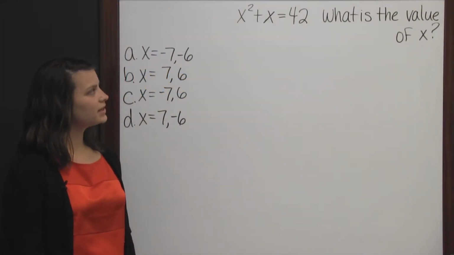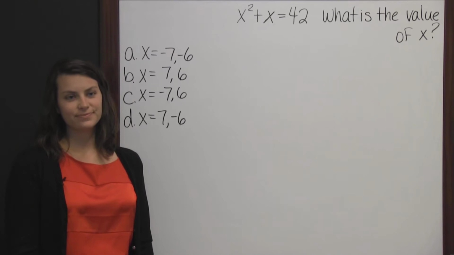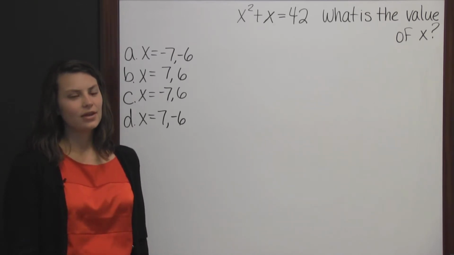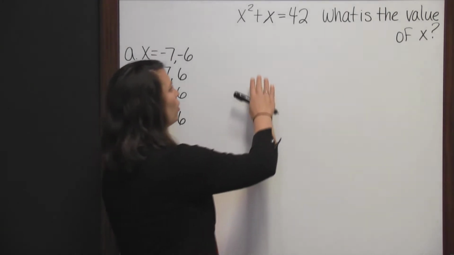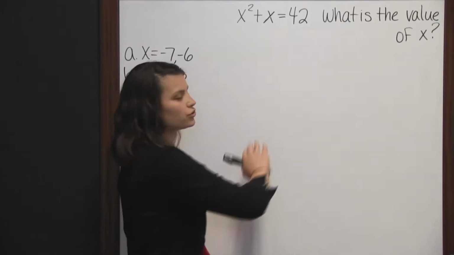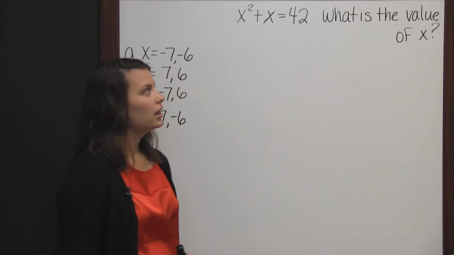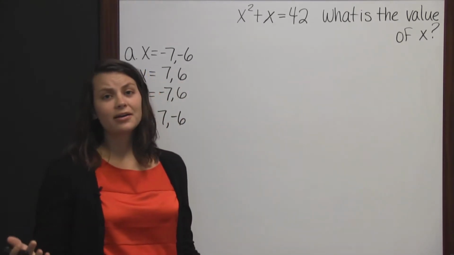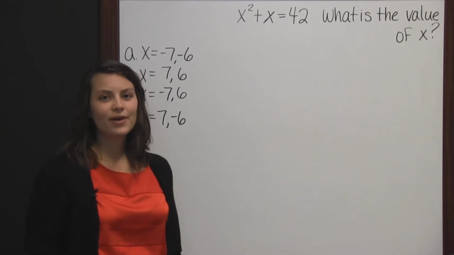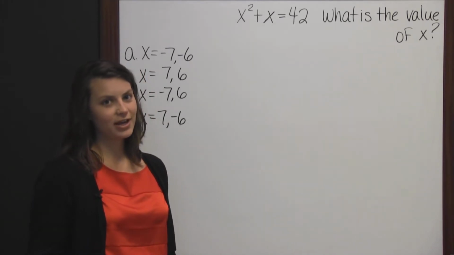x squared plus x equals 42. What is the value of x? We need to find what numbers or number will make this equation true. And there are a couple of different options we have, really. But I'm going to show you how to solve for x by factoring.